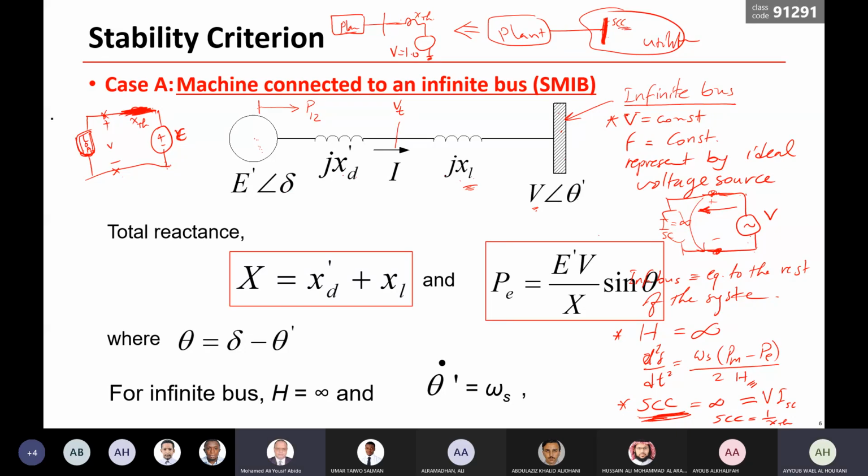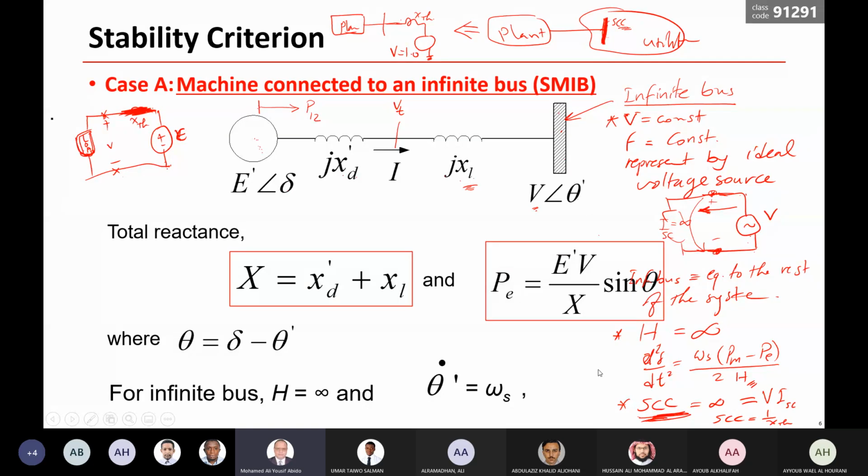Doctor, we have said that the short circuit capacity represents the strength of the system. Is it a function of the voltage? So with higher voltage, will the system strength be stronger, or is it not related to the voltage? It is not related to the voltage level.